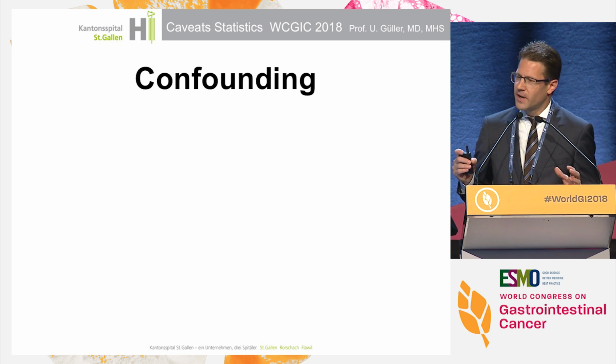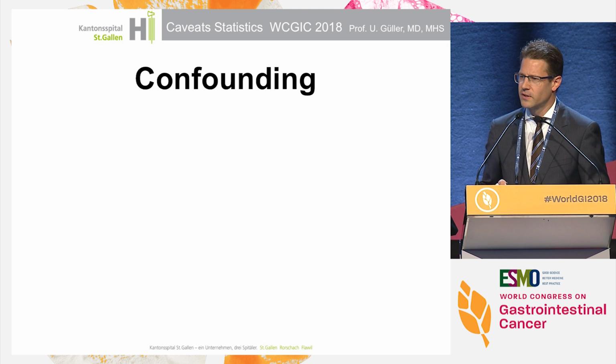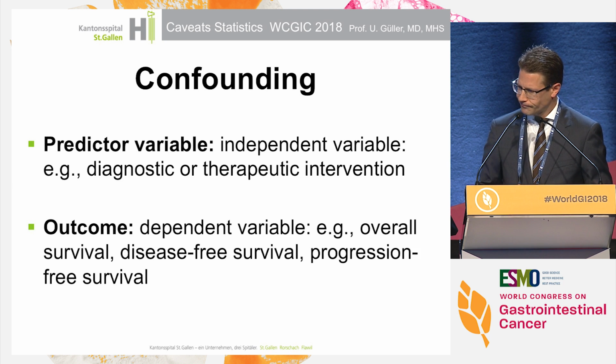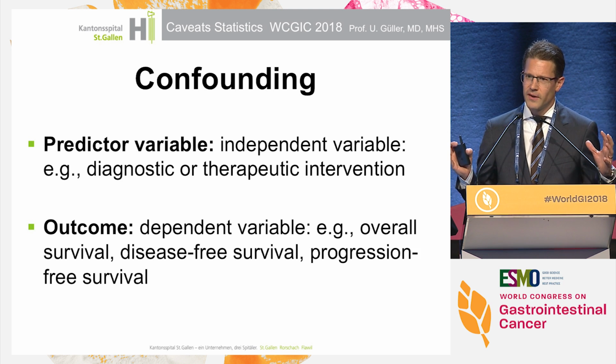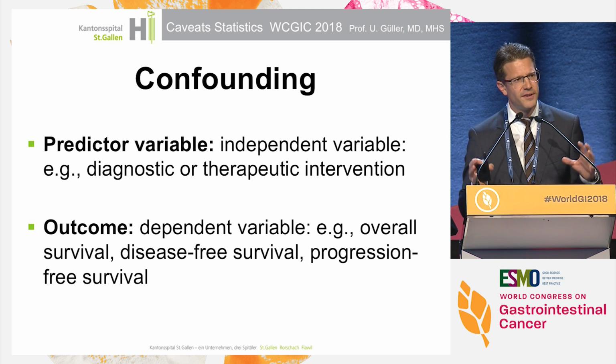Now, last topic I want to cover is confounding. Confounding is an extremely important topic. It's extremely prevalent in the medical literature. Now, prior to defining confounding, I want to define what a predictive variable and an outcome is. This is extremely basic. This is very, very simple.